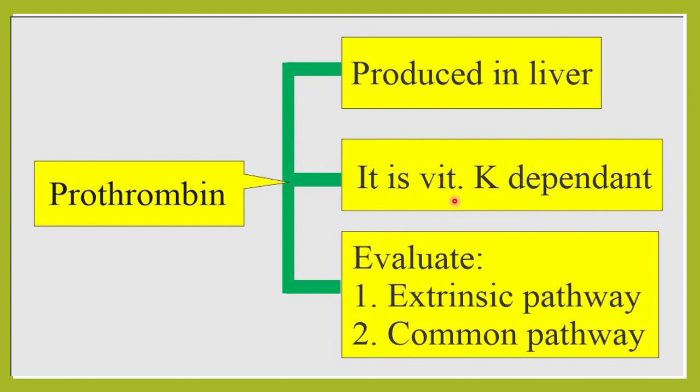Vitamin K will be required for the carboxylation. It is required to convert the inactive prothrombin to active prothrombin. So if vitamin K is not there, inactive prothrombin will never be converted to active prothrombin, and hence the bleeding will continue. So this is a vitamin K dependent factor. It will evaluate your extrinsic pathway and also your common pathway. So that was in brief about prothrombin. In the next class we will study the normal values, when it is increased, what is INR, etc.